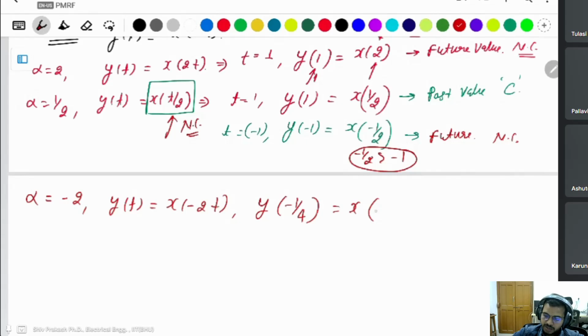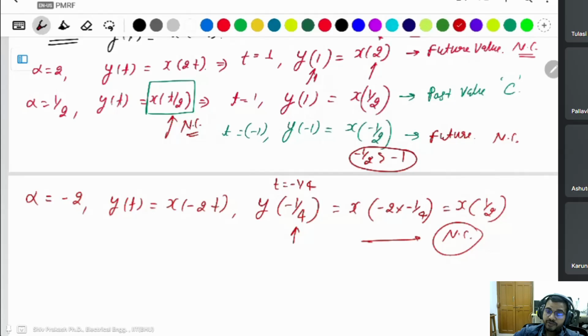In this case, -2 into -1/4, the whole system presents the value at 1/2, which gives t equal to -4. But our system predicts the value at t equal to 1/2. It means the right side will be greater than this one, and this solution will be non-causal.